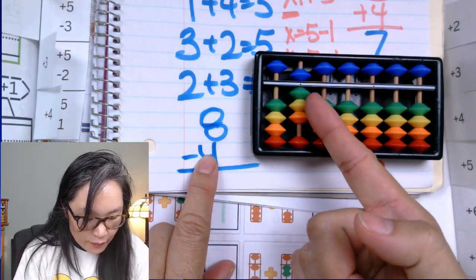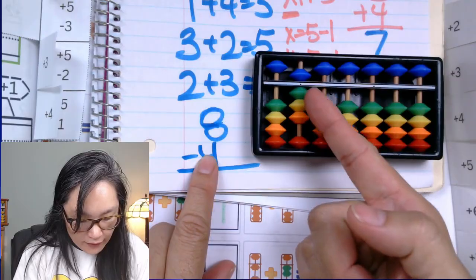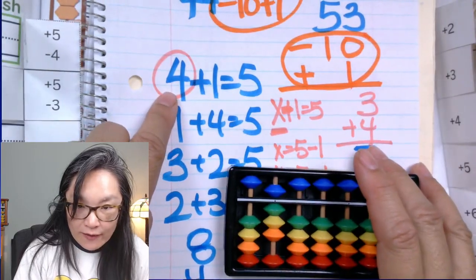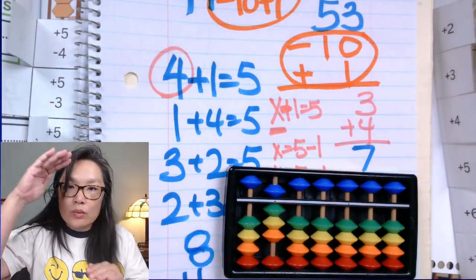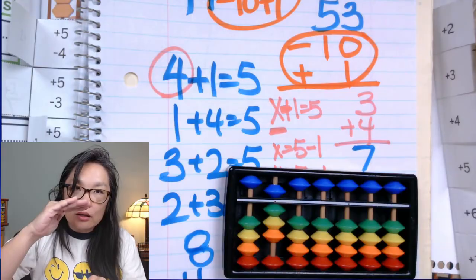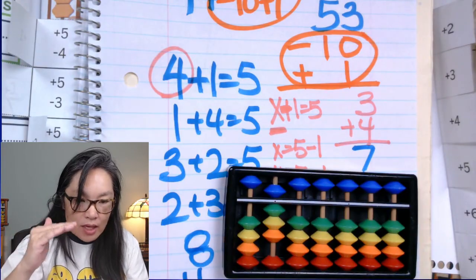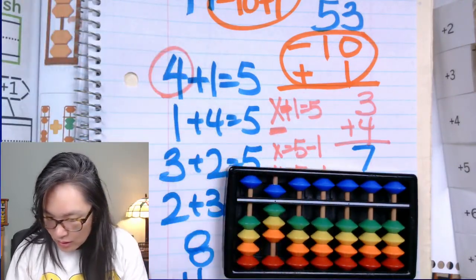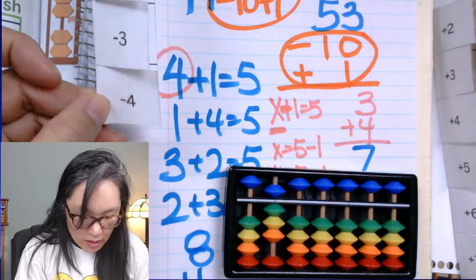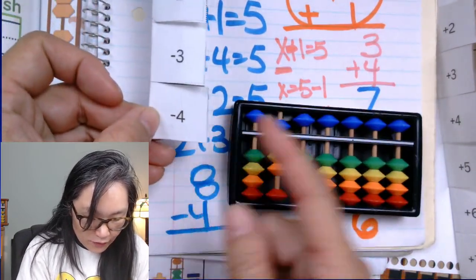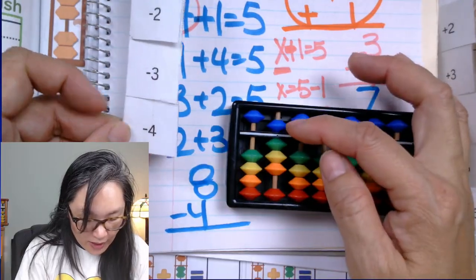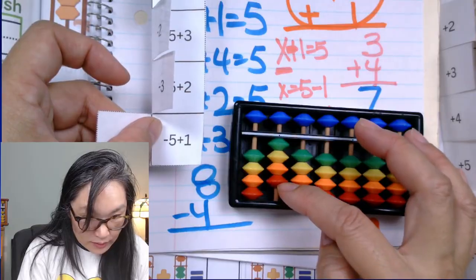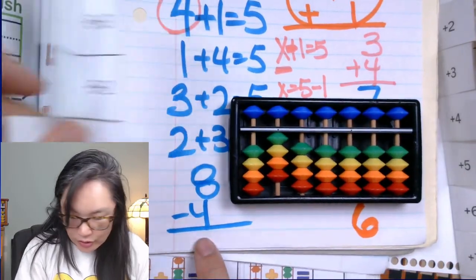Notice I don't have enough beads to take away the 4. I know the concept of how to make a 5. So now we're building on top of the concept. If I want to minus the 4, I know how to minus the 5, and then add the 1. And my answer turns out to be 4.